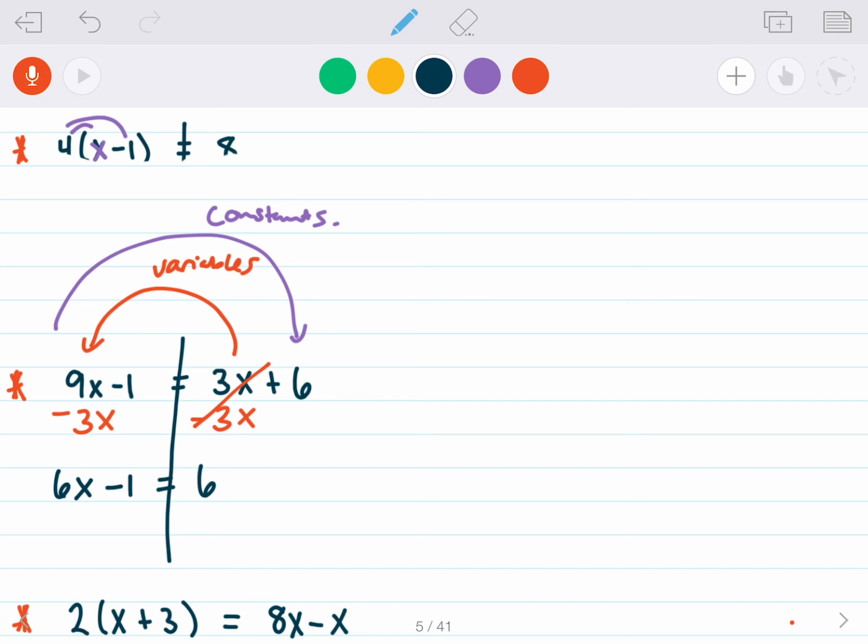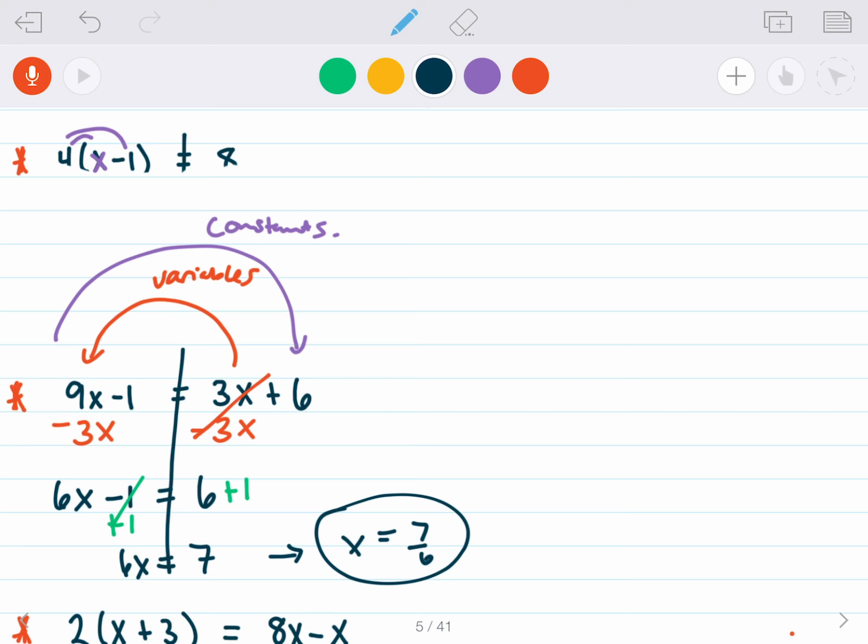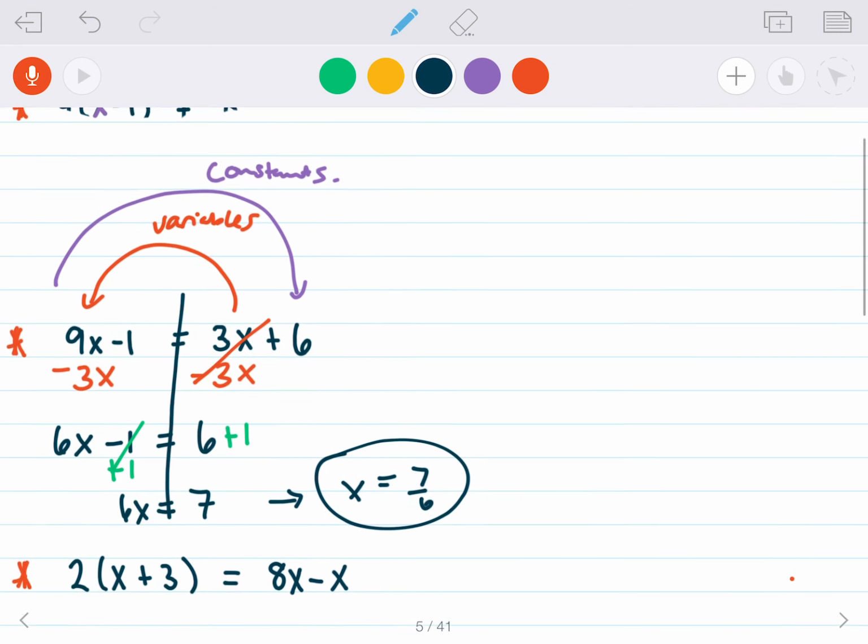Okay, so at this point, I can move my constant -1 over, and I want to get rid of it by doing the opposite of subtraction by 1, which is adding 1 to both sides. So I get 6x is equal to 6 plus 1 makes 7. And finally, I'll divide both sides by 6 to give me x equals 7 over 6, which is fully simplified. And you can check this if you want, but that's our final answer. All right, let's try another one.